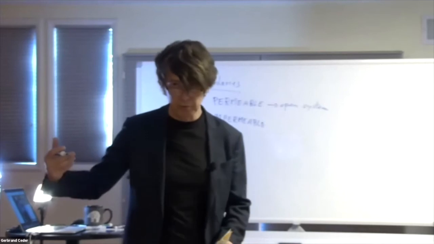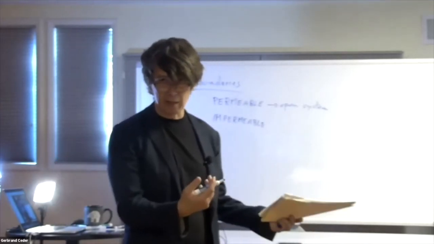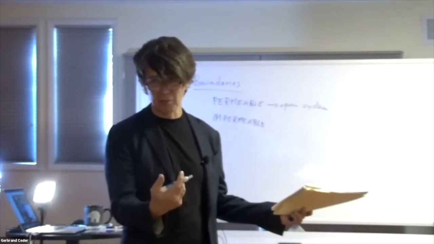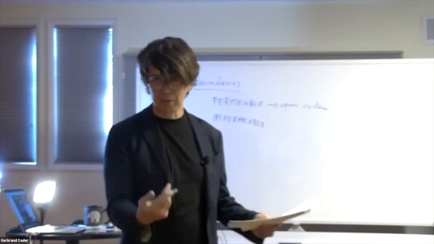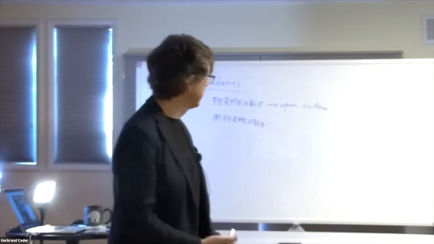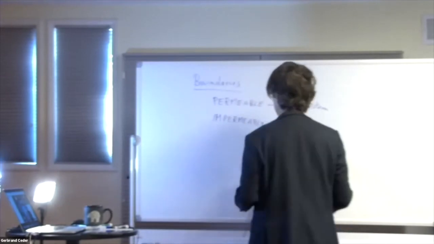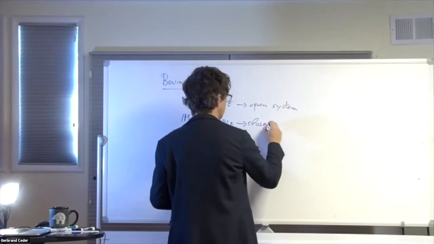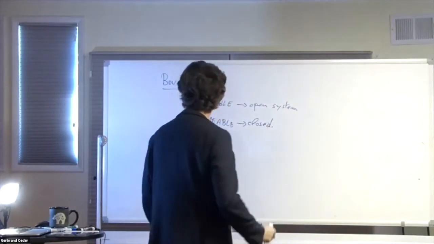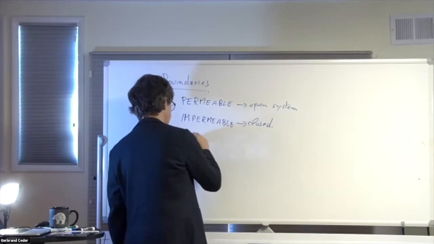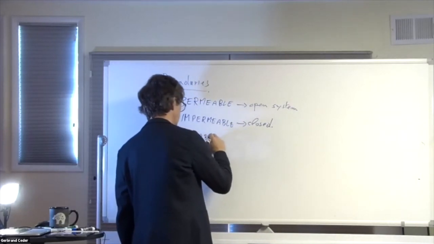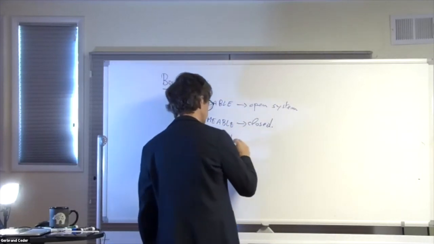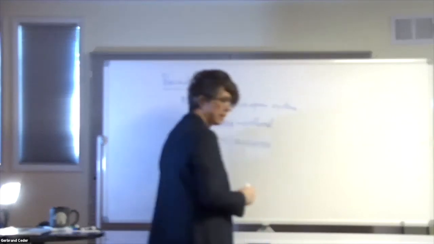If I put gasoline in my tank, and hopefully not for long anymore if we have electric cars, that is a form of putting energy in my system, right? If it's impermeable, that's saying the system is closed. We will use words like adiabatic boundaries or insulated. That is a statement of no heat flow, right?